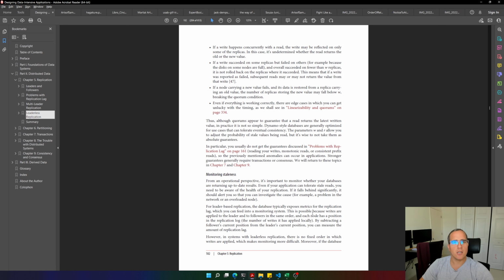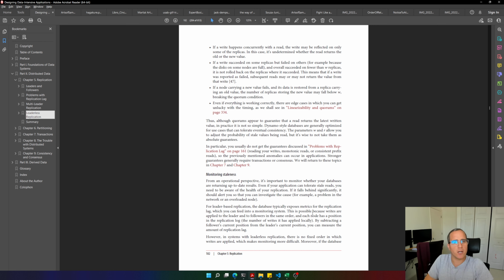If a write succeeds on some replicas but fails on others, for example because the disks on some nodes are full, and overall succeeds on fewer than W replicas, it's not rolled back on the replicas where it succeeded. This means that if a write was reported as a failure, subsequent reads may or may not return the value from that write. If a node carrying a new value fails, and its data is restored from a replica carrying an old value, the number of replicas storing the new value may fall below W, breaking the quorum condition.